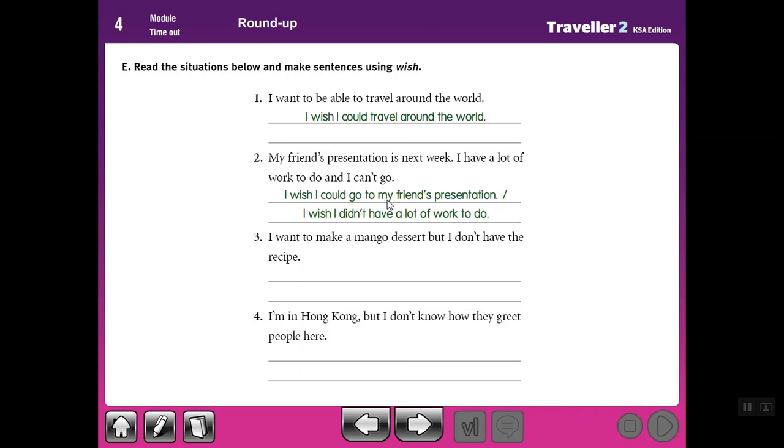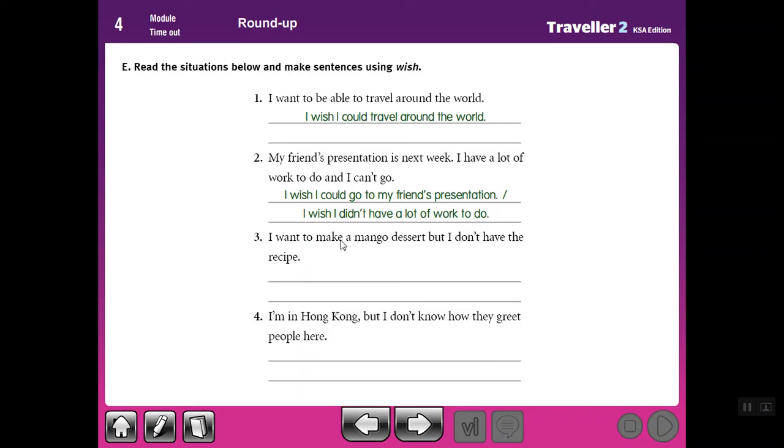Okay? Also, you can say, I wish I didn't have a lot of work. If you talk about a different situation, when you talk about the much work which you have, you say, I wish I didn't have a lot of homework, a lot of work to do. If you talk about something which you want to do, you say, I wish I could go because really you can't go.